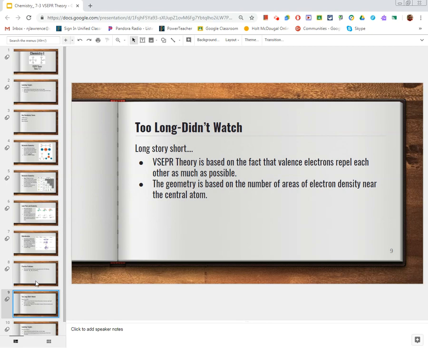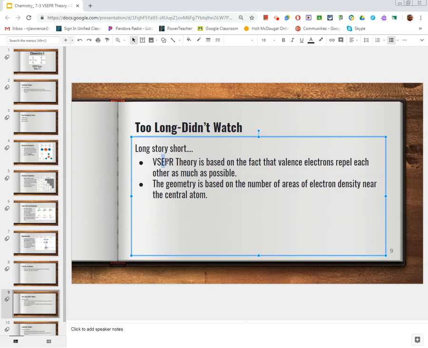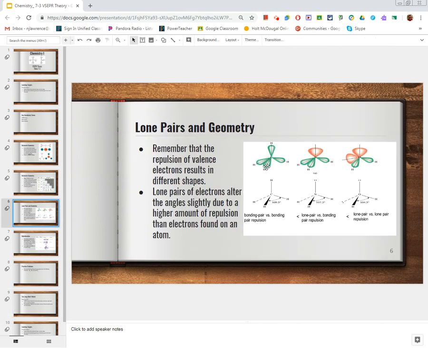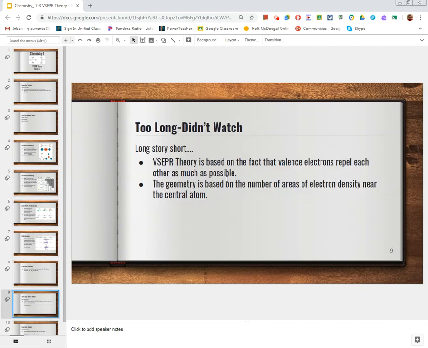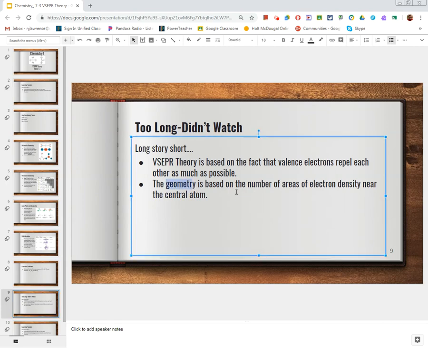So, as we start to wrap up, VSEPR theory is all about how the electron pairs repel each other. Some electron pairs will be lone pairs, some electron pairs will be in a bond. And this is the idea that these electrons will repel each other as much as possible. So they're going to want to spread out, whether it's a lone pair or bonds, as much as possible. And then based on that information, we can now identify the geometry. So the geometry is just based on the number of areas of electron density around that central atom.